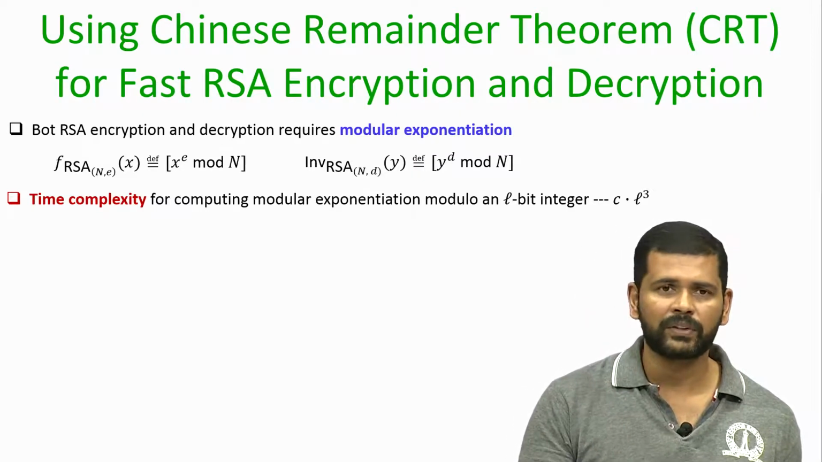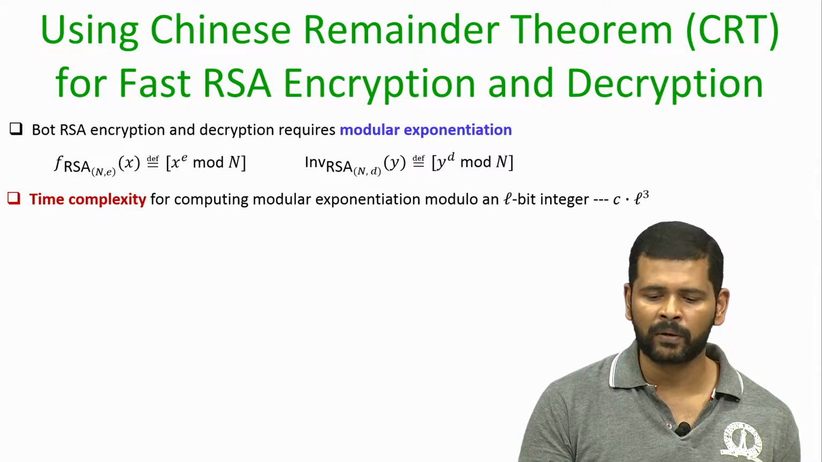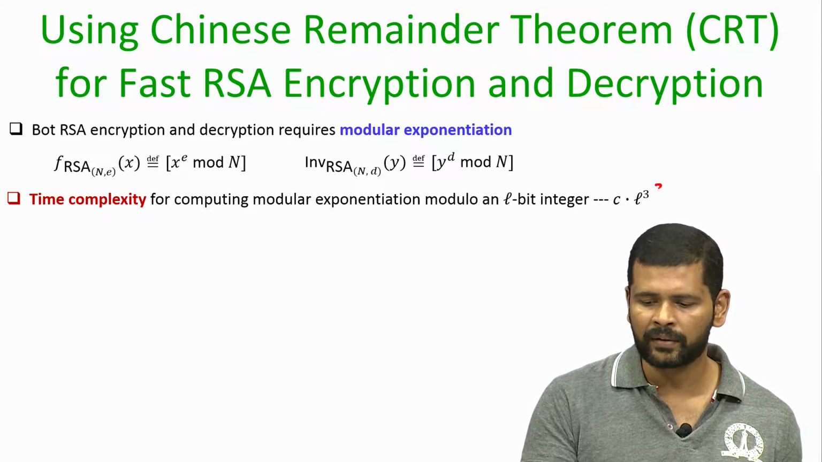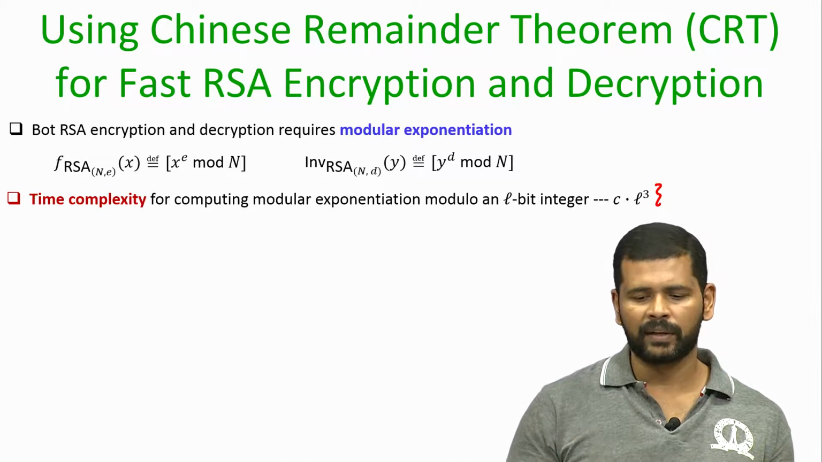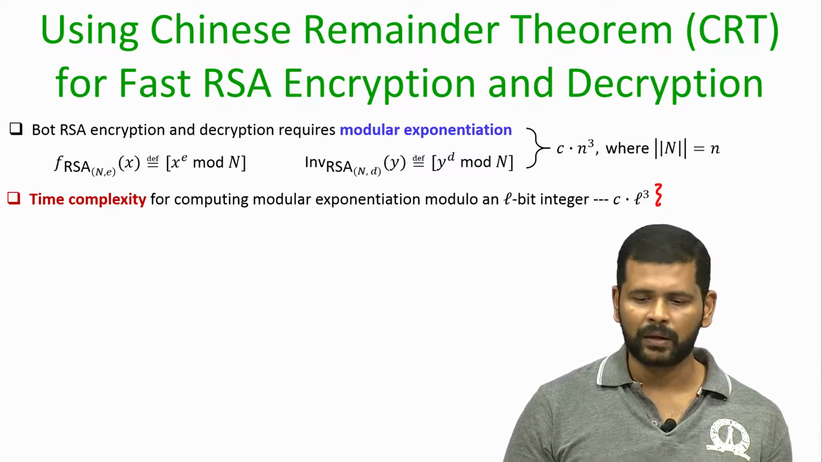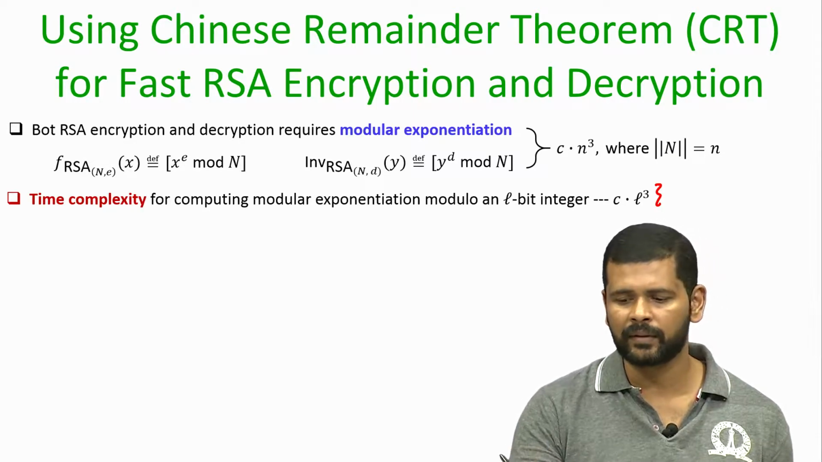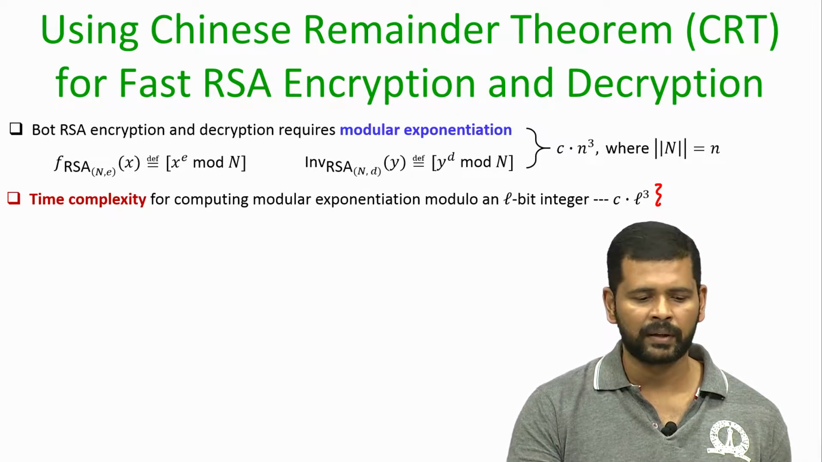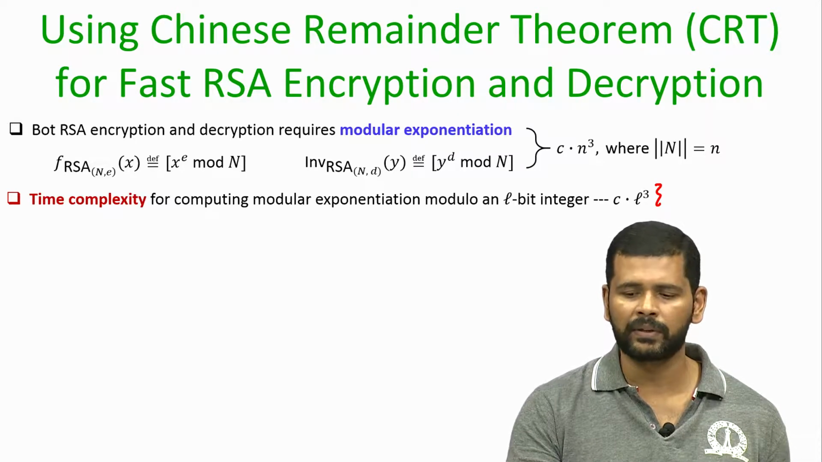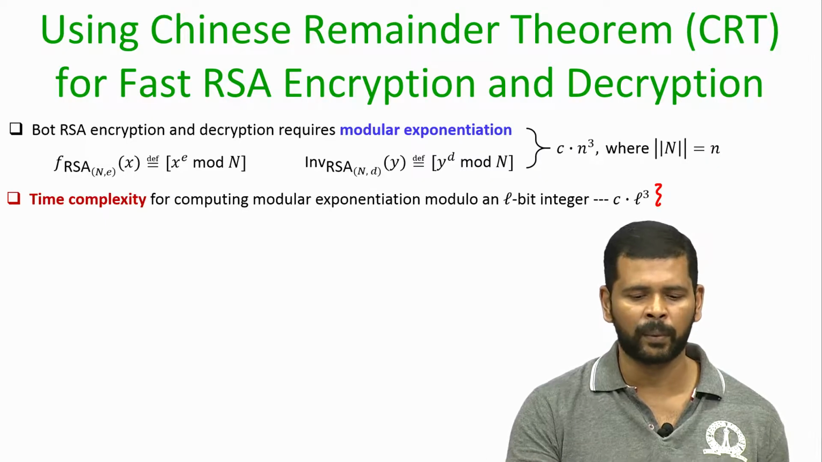It turns out that the best known algorithm for performing modular exponentiation modulo an l-bit integer requires an amount of time which is c times l cubed, where c is some constant. That means, if my modulus big N is of size little n bits, then to perform both the RSA encryption as well as decryption function, I need to perform c times n cubed operations.